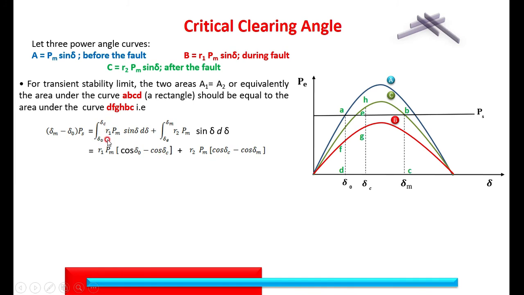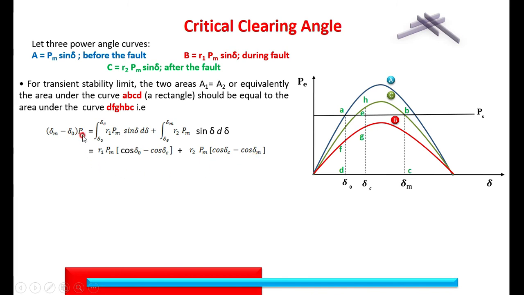Similarly, the integration of this sin delta is also minus cos delta. Put the upper and lower limit. Then R2 Pm is the constant. Then I am getting cos delta C minus cos delta M here.